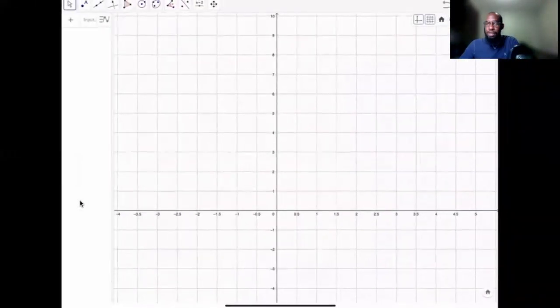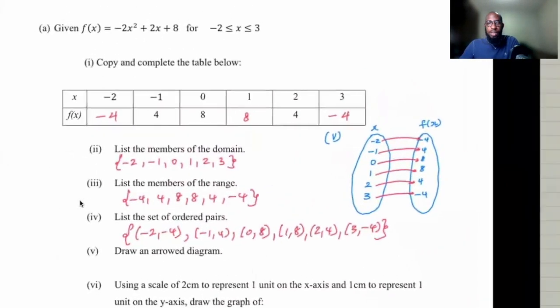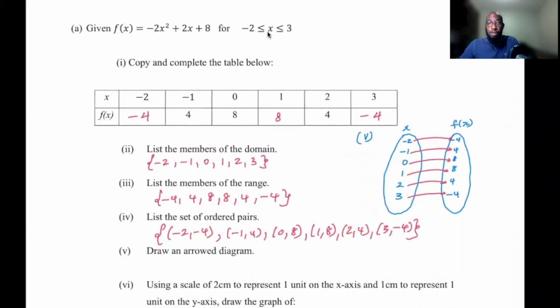And one other thing you should note is this. Seeing that the x is between -2 and 3, make sure when you're drawing a graph, your x-axis has -2 and 3, all right?